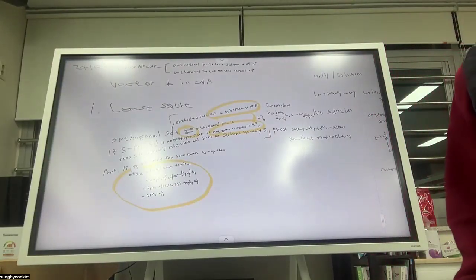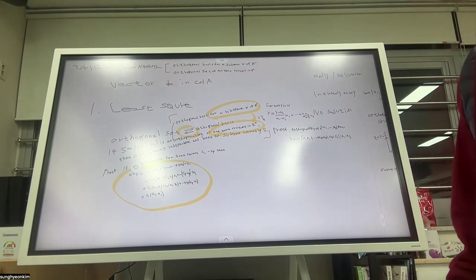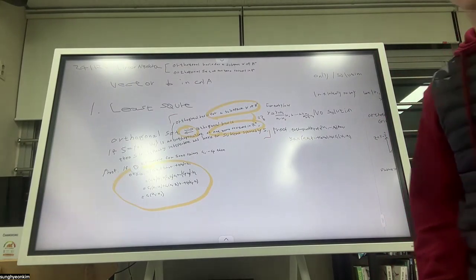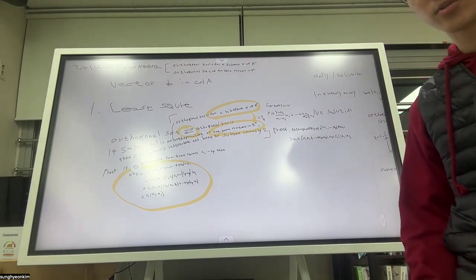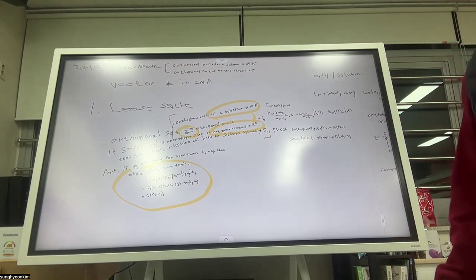Today is November 29th, 2024. I will talk about the flow from orthogonality to the least squares method.